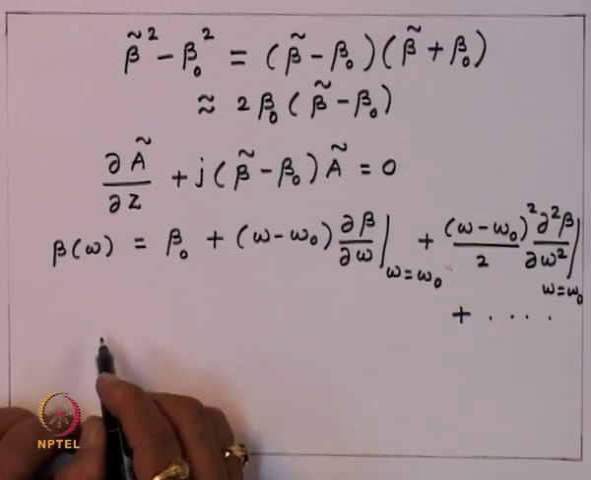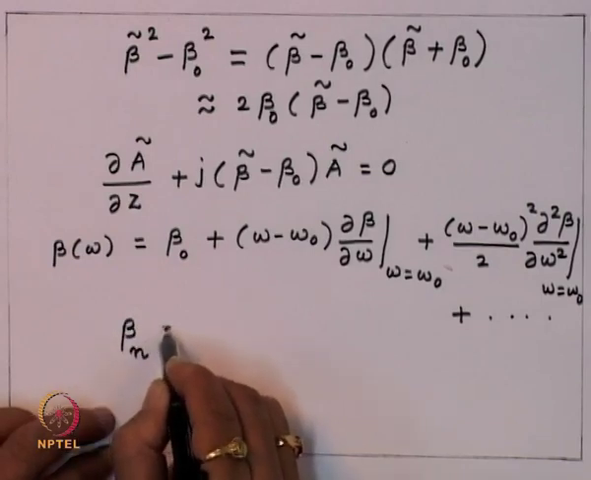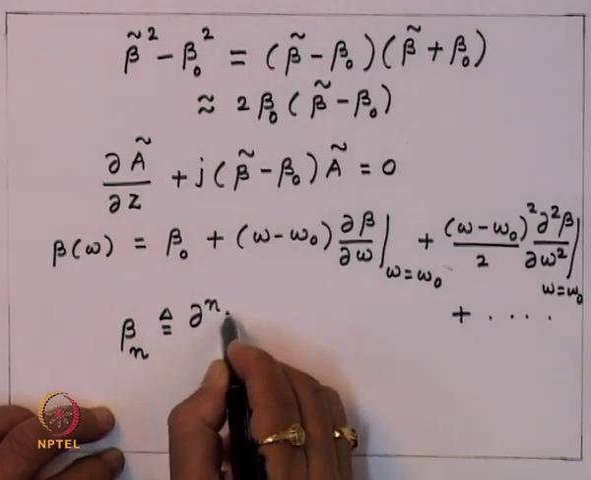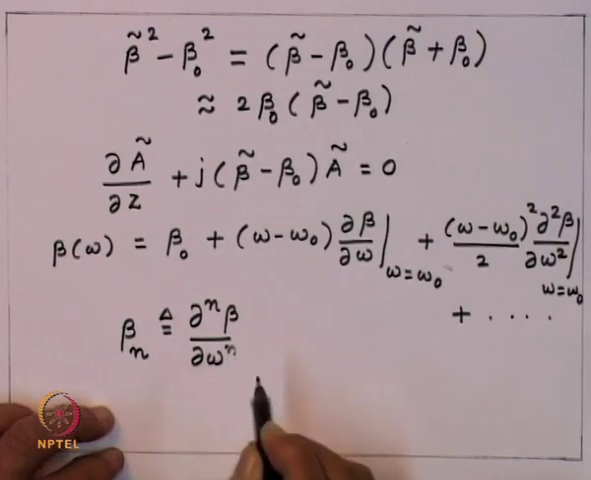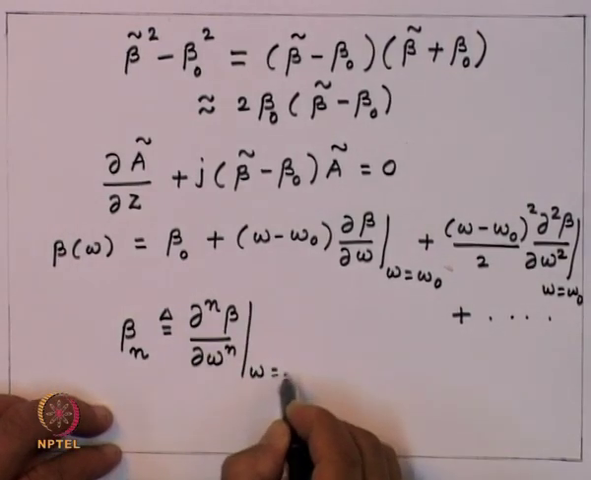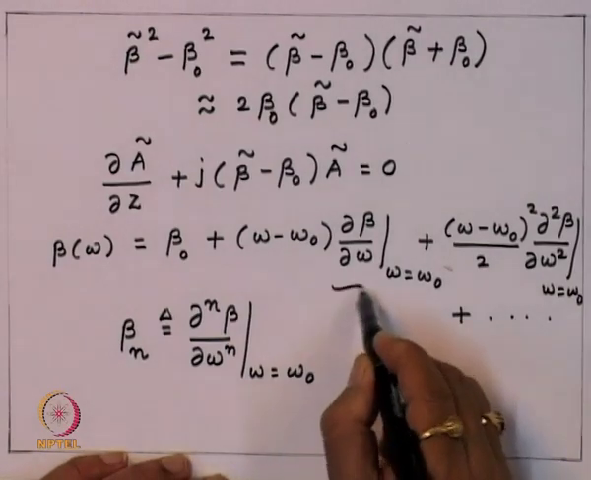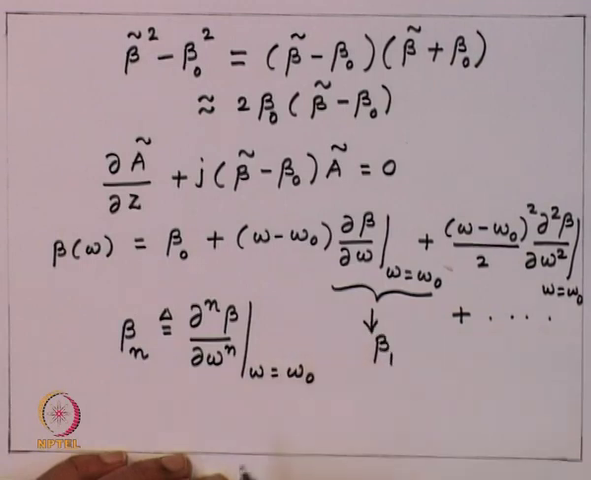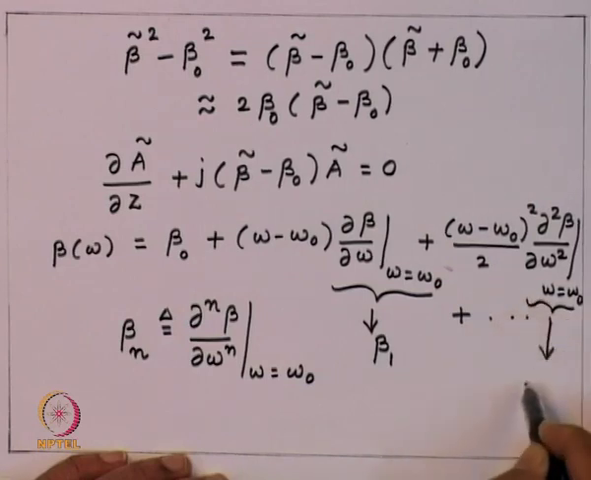For brevity, if we say that this beta n is defined as d n beta divided by d omega to the power n at omega equal to omega 0, then this quantity can be denoted as beta 1, this quantity here is denoted as beta 2, and so on.